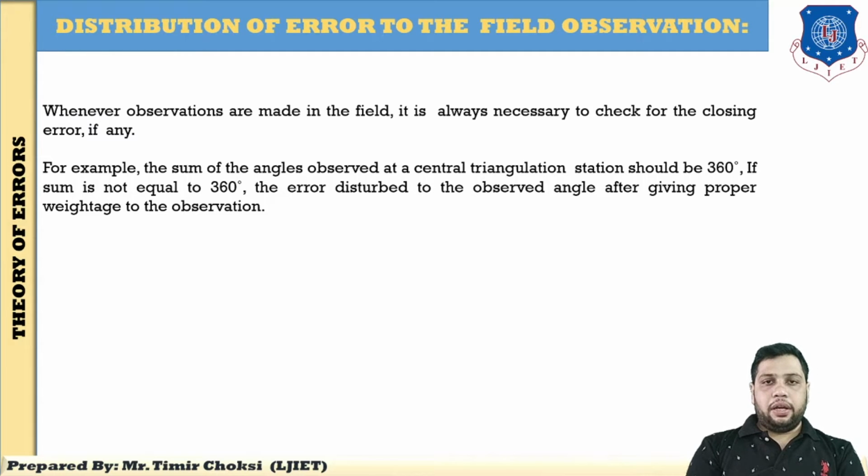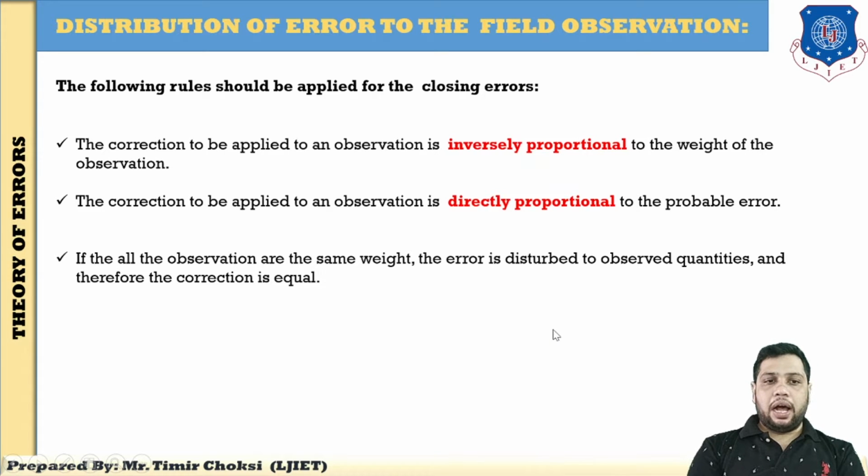Second example. In a triangle, you know that the sum of the angles is 180 degrees: angle A plus angle B plus angle C equals 180 degrees. But if the sum is not equal to 180 degrees, some error is produced in the triangle. So distribute the error in the observed angles A, B and C after giving the proper weightage to the observations. So the following rules should be applied for the closing error.